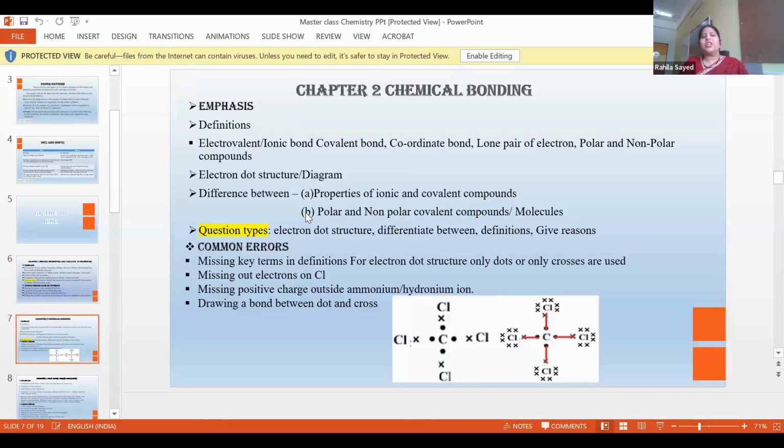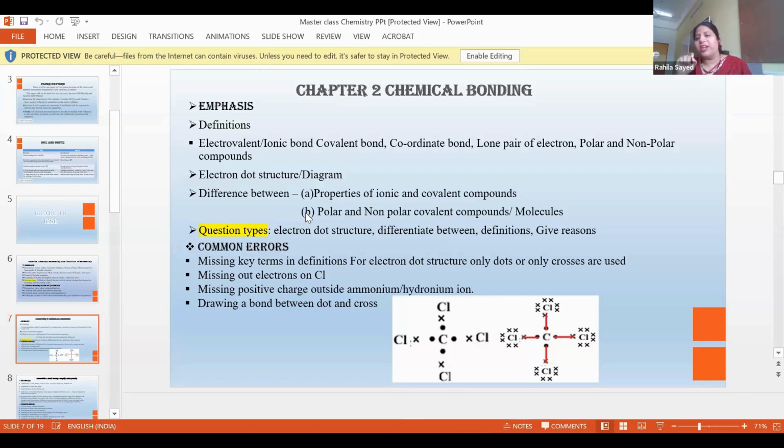Okay. Next chapter is chemical bonding. Again, this is a very easy chapter. You have already done this chapter as well in grade 9. Okay. So emphasis over here is again on definitions. Definitions of electrovalent or ionic bond, covalent bond, coordinate bond, lone pair of electrons, polar and non-polar compounds, etc.